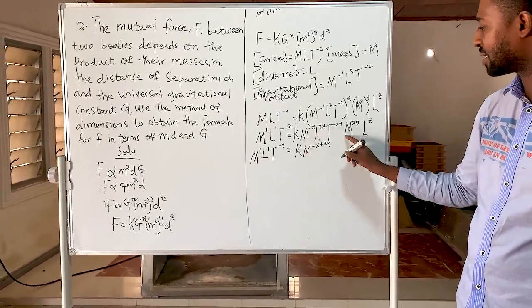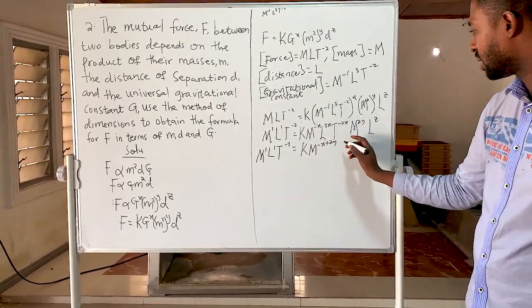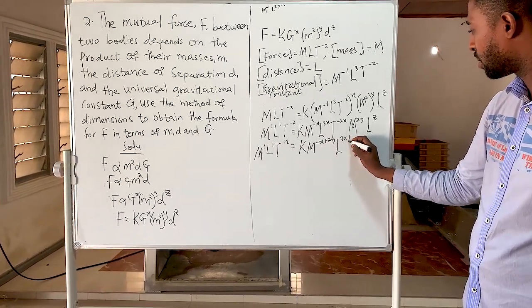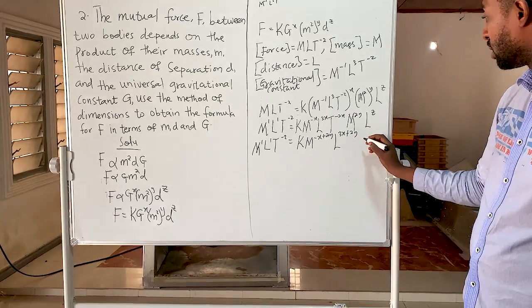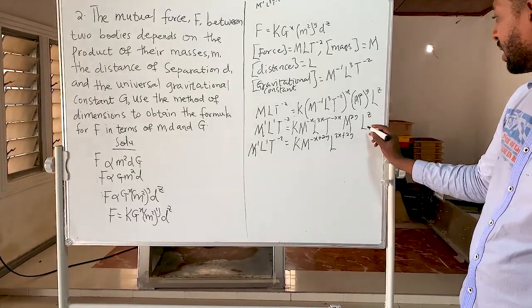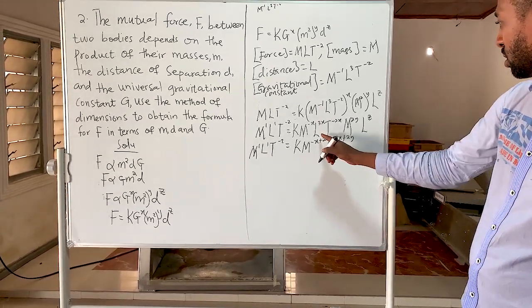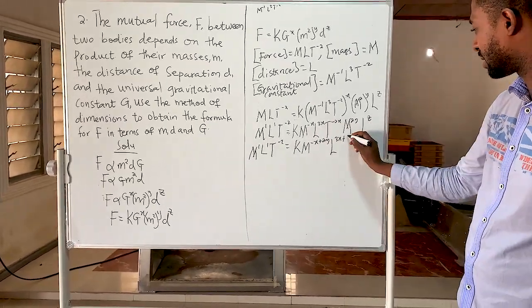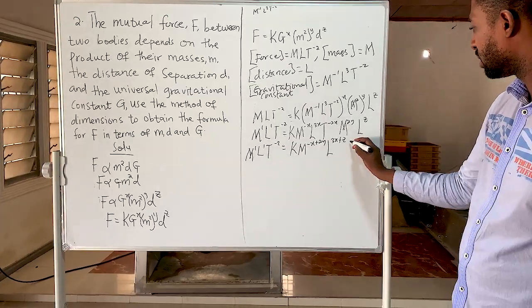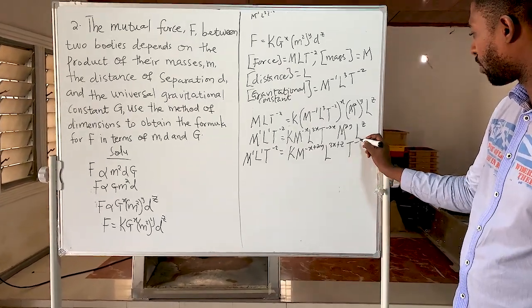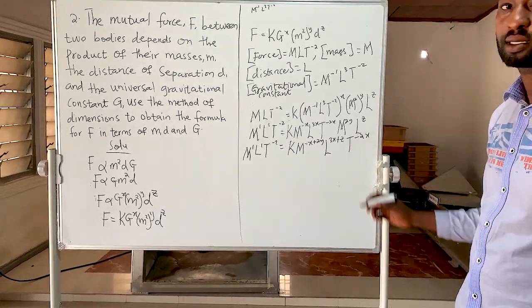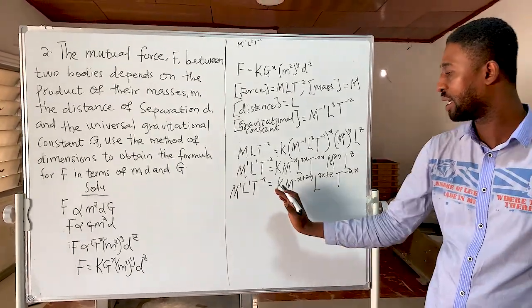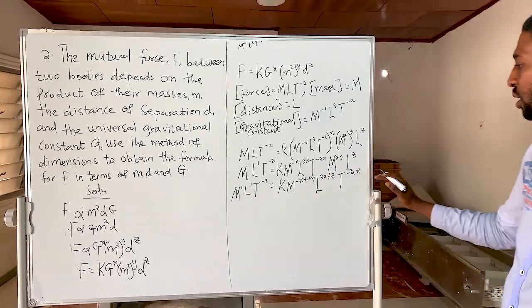If the bases are the same, you add the exponent. Then the next variable is L, which is 3x plus 2y. Then finally, this is 3x plus z. Then finally, you have t raised to the power minus 2x. So now let's find the values of x, y, z by comparing the left hand side of the equation to the right side of the equation.